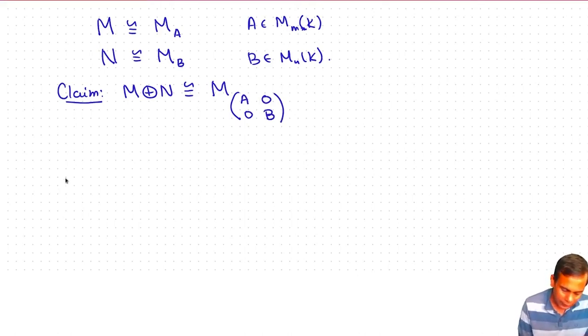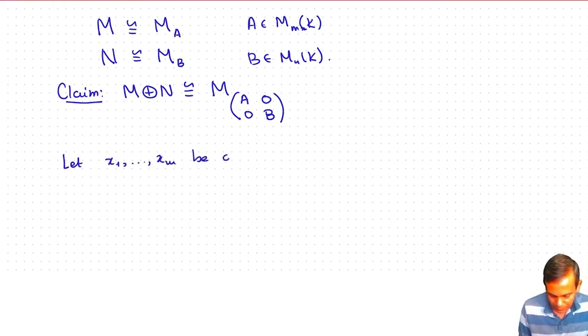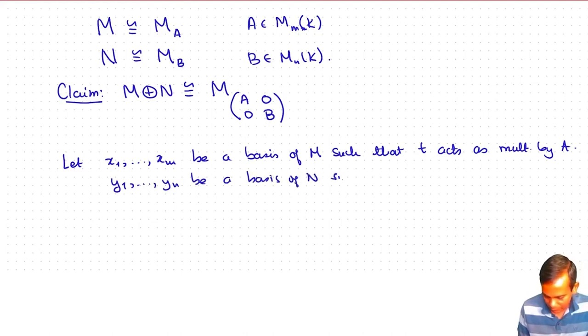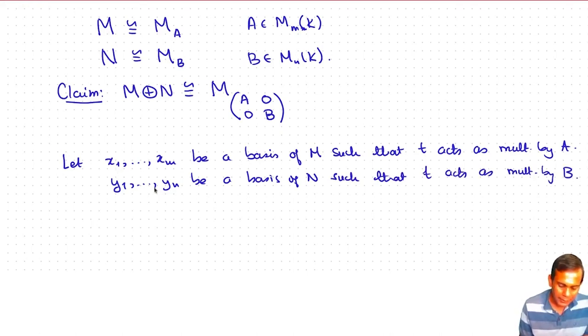How do we see this? Well, the fact that M is isomorphic to M subscript A means that M admits a K basis with respect to which the action of T is multiplication by A. So let x1 up to xm be a basis of M such that T acts as multiplication by A with respect to this basis, and y1 to yn be a basis of N such that T acts as multiplication by B. Then you can combine these bases to get a basis of M plus N.